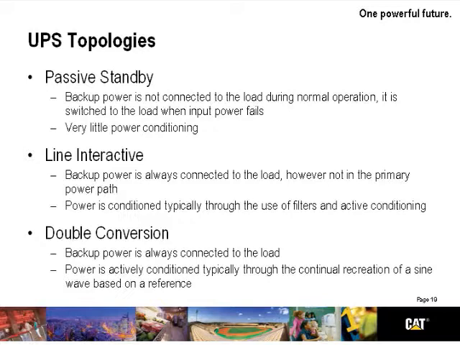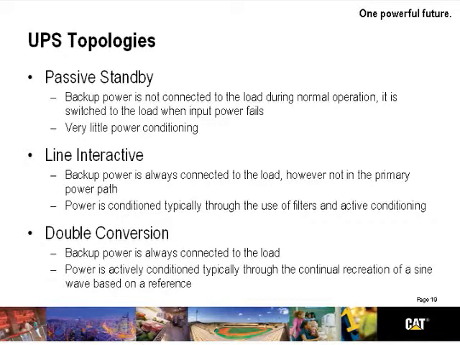Line interactive. Those of us in the UPS world are not very creative, so line interactive is exactly what the name says. It interacts with the main power path. So the backup power is always connected to the load, however not in the primary path. The power is conditioned typically through the use of filters and different types of active conditioning. So it's constantly adjusting the voltage and the sine wave to make it closer to perfect on the output side.